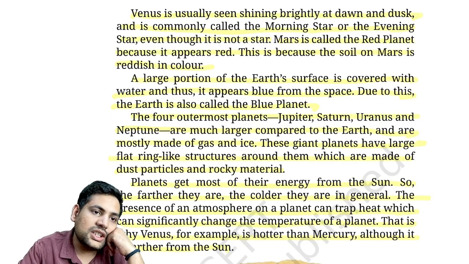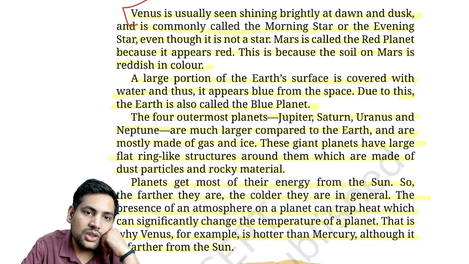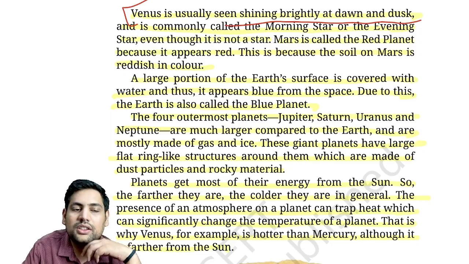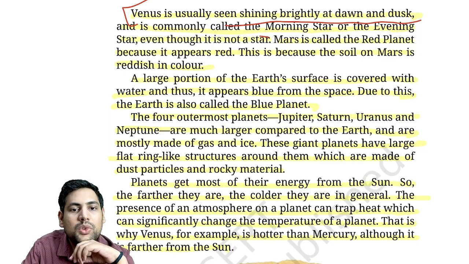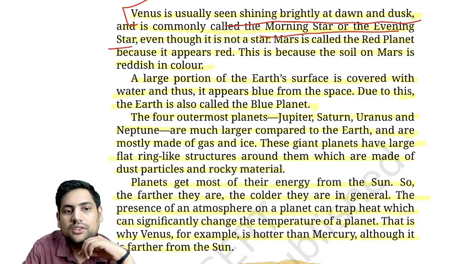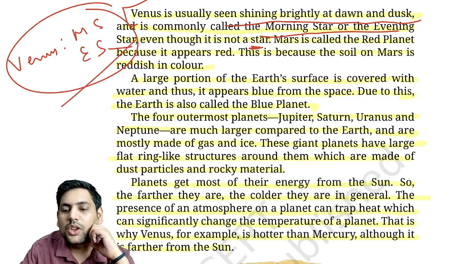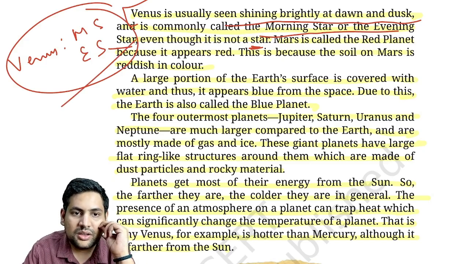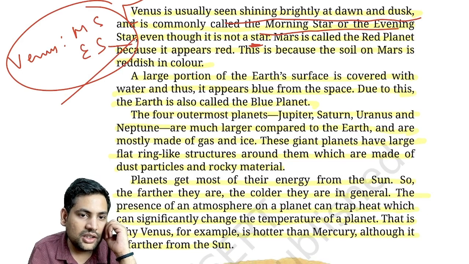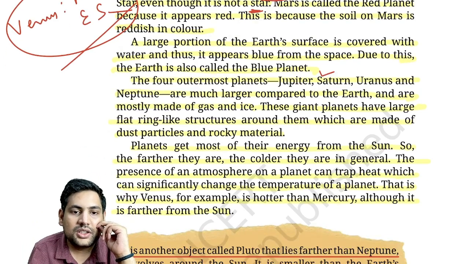What is Venus? Venus is usually seen, as I told you, shining brightly at dawn and dusk, and is commonly called the morning star or the evening star, even though it is not a star. So remember this. What is a morning star or an evening star? Venus itself, because earlier we didn't understand that it is a planet. Then Mars is the red planet. I told you why it appears red. Then Earth is called the blue planet.